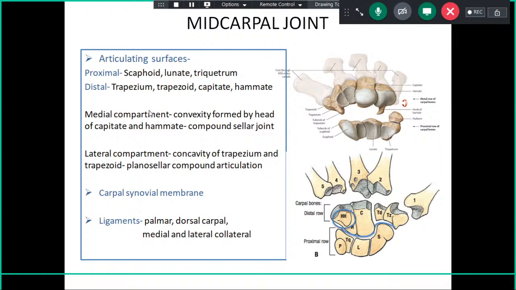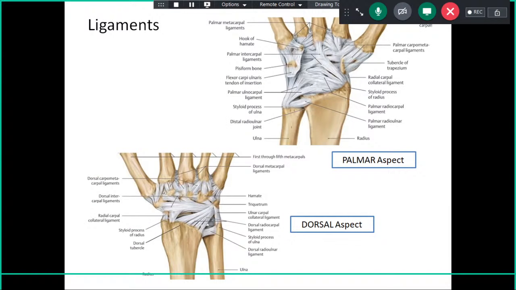Okay, so we have the synovial membrane which is lining it, the synovial membrane of essentially all the joints. I had already told you the main joint complex, that is how it is explained in Cunningham. They have a continuous joint cavity, and the ligaments which are associated with the mid carpal joints are the palmar and the dorsal carpal, and the medial and the lateral collateral ligaments.